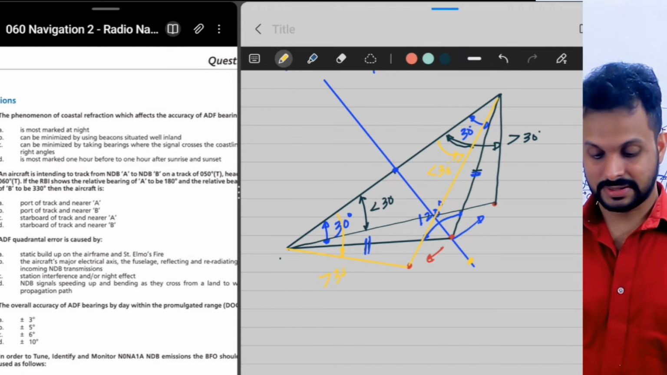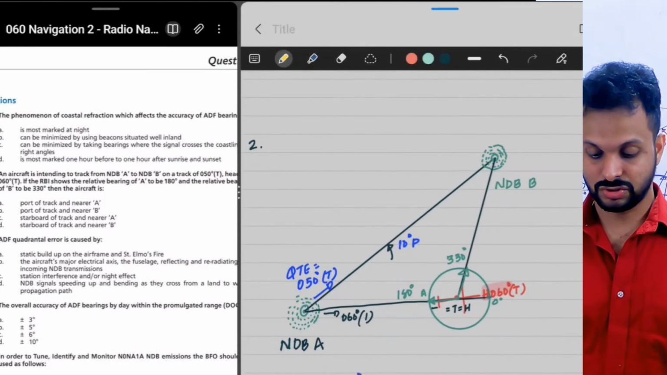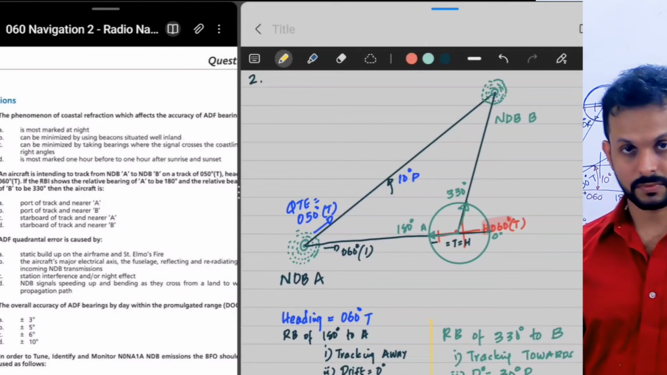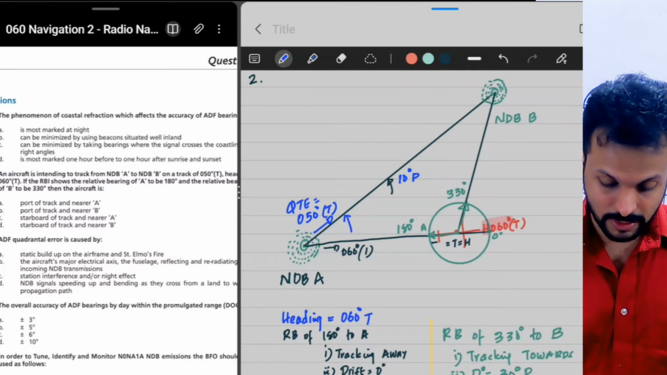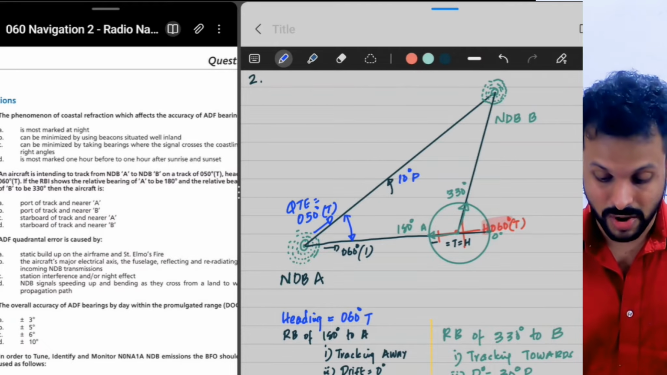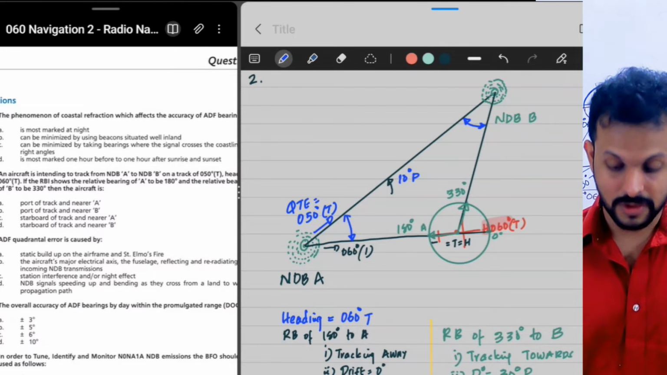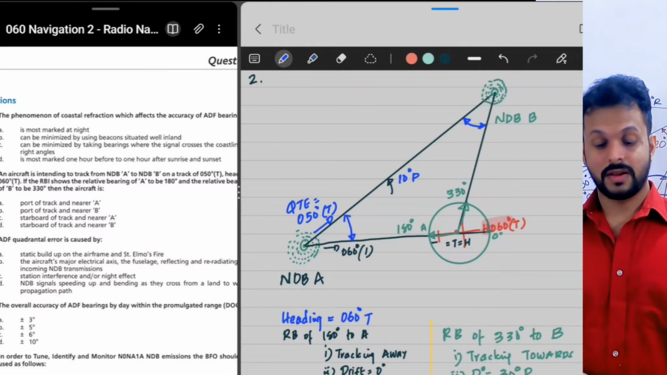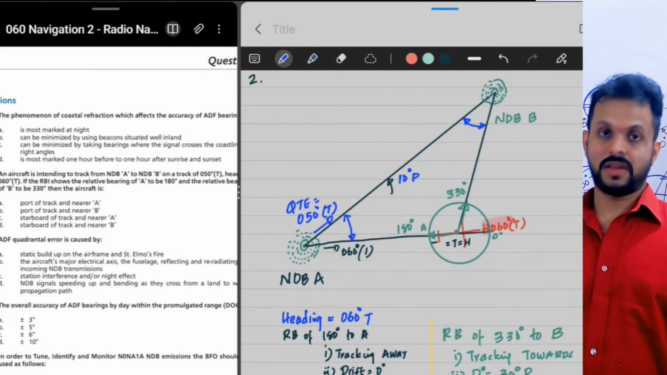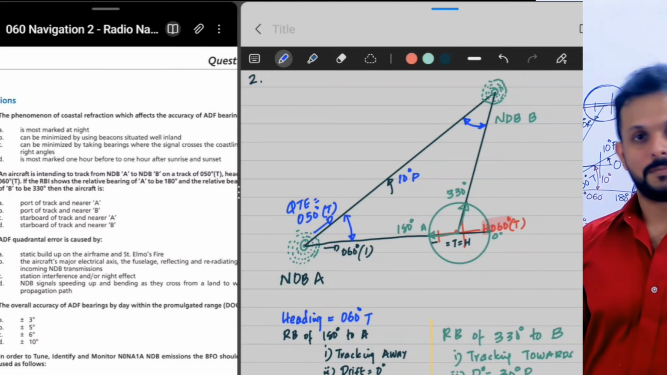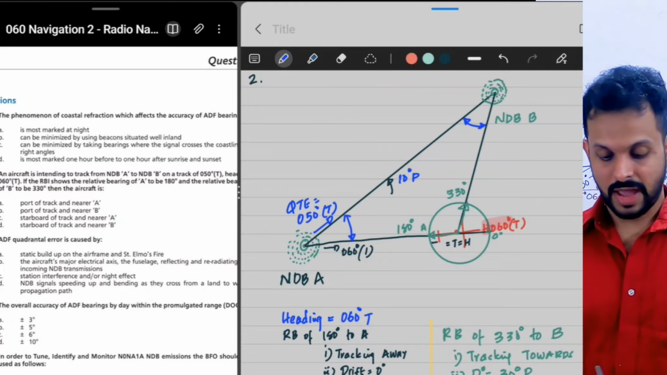With the same understanding, let's transfer it to this particular figure here. What I'm trying to tell you is that if I can find out these two angles, or at least one of them, not necessarily two, I can very well tell whether the aircraft is closer to NDB-A or NDB-B. All right. Let's try to find out the angle at NDB-A.